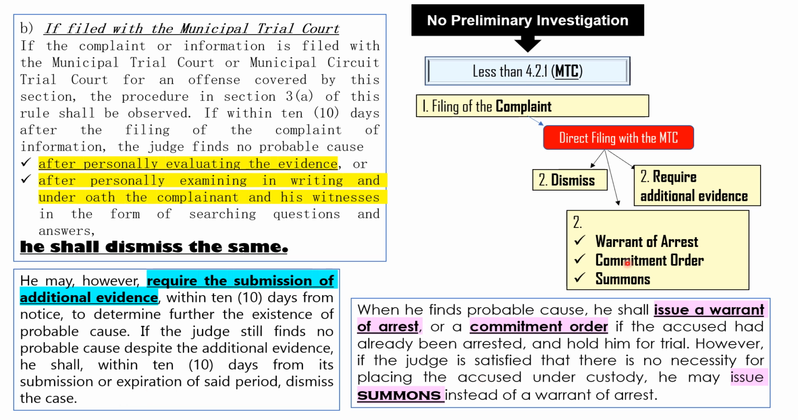How about the warrant of arrest? If there is a probable cause, or when the judge finds probable cause, then he can issue a warrant of arrest. However, if the judge is satisfied that there is no necessity for placing the accused under custody, instead of a warrant of arrest, he can issue summons. Commitment order, when can it be issued? If the accused had already been arrested.